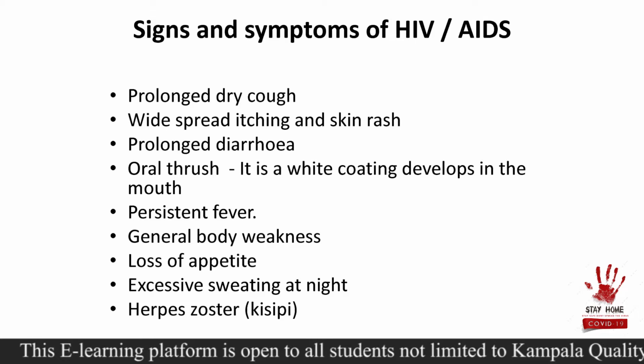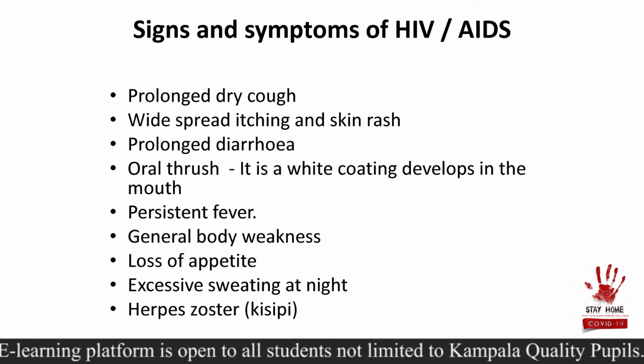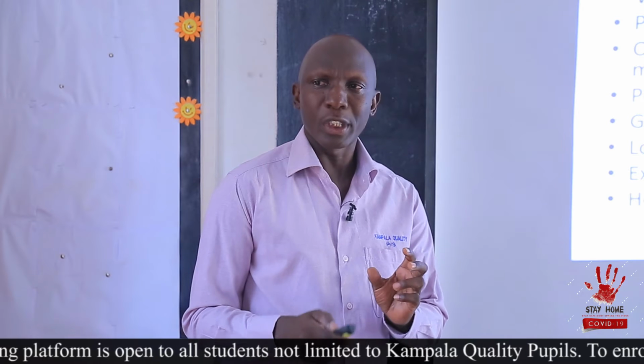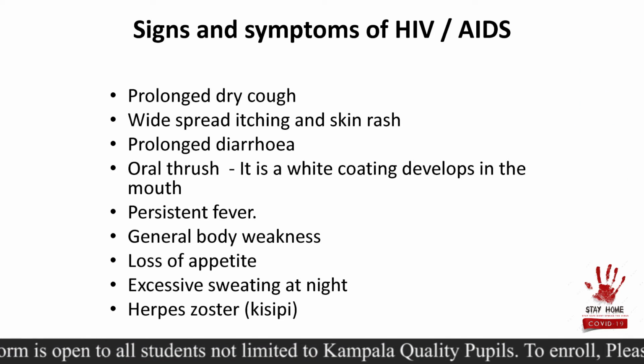Then also there's another sign here: oral thrush. Oral thrush, I know something new. It's a white coating that develops in your mouth. This is a white thing that develops in somebody who has got HIV/AIDS. I'm not saying that you have it. Then four, somebody has got persistent fever.